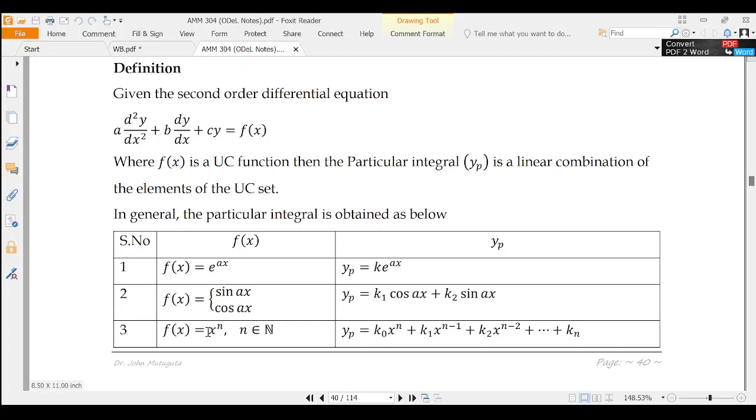If, on the other hand, the function is a polynomial of degree n, then there will be a set of functions starting with x raised to power n, x raised to power n minus 1, n minus 2, and so on, up to x raised to power 0, which is 1. So the yp is a linear combination of all those functions.